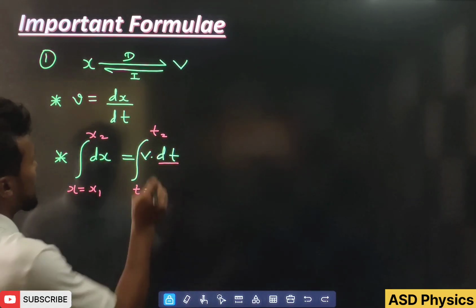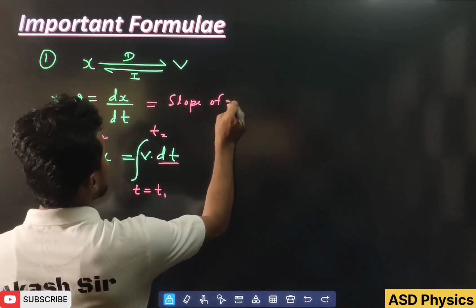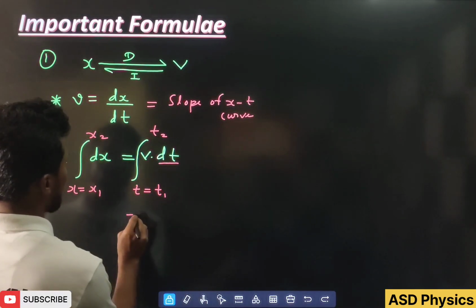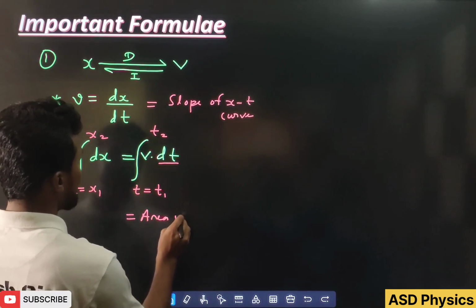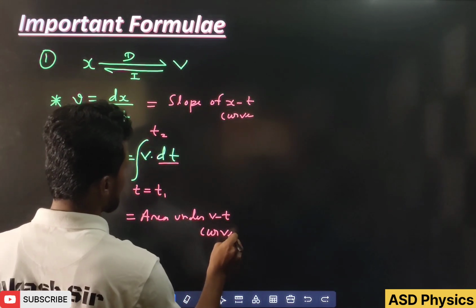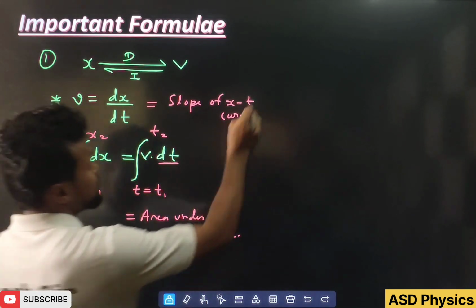And remember that this dx by dt is also the slope of the xt curve whenever a graph is given. And integration means the area under the vt curve. So you should know these basics.